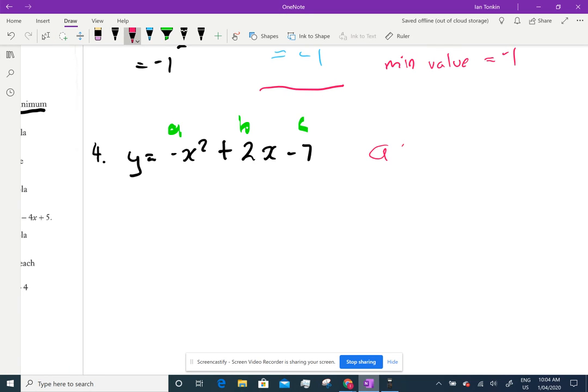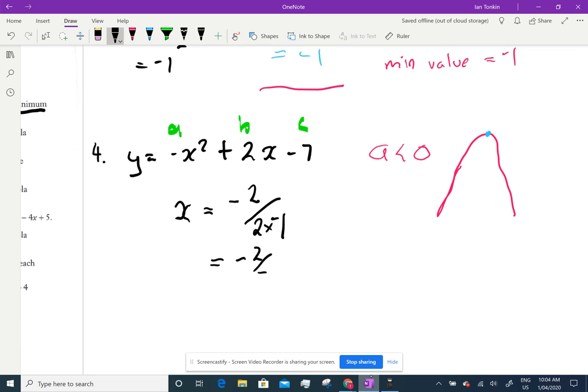Because a is a negative number, it's less than 0, that means this curve goes like this. So hence it has a maximum value, and the maximum value occurs when x equals minus b on 2a. So let's find that. X equals minus b is 2, so minus 2 on 2a, 2 times -1. Minus 2 on -2 is 1.